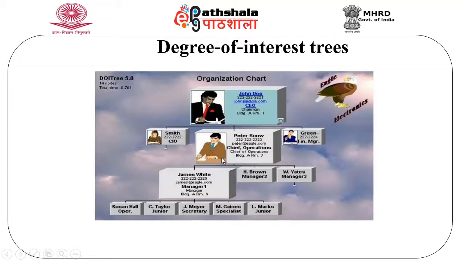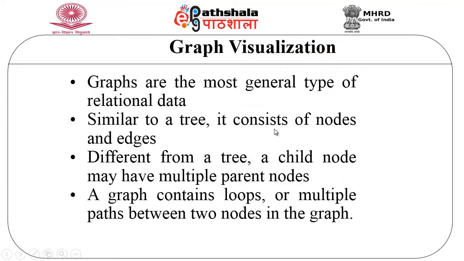Based on the degree of interest, each and every node is being expanded and it shows the various details. So, this actually represents the organization chart as such. If we want to know the details of each and every node, we can just go to that particular node and click on it. You will get the entire information about that particular node based on the interest of the user.